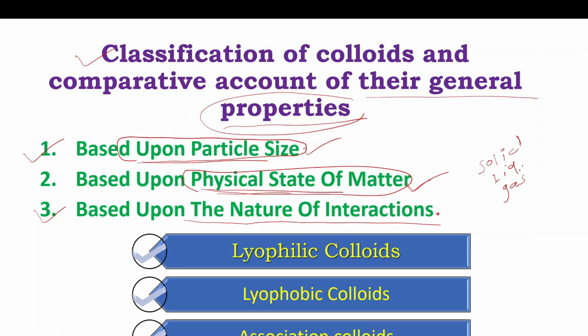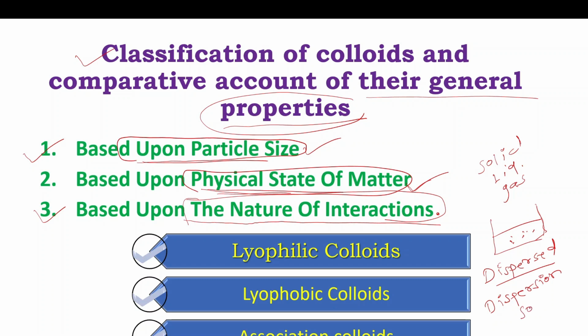So in this video lecture we will discuss the classification which is based upon the nature of interaction. When we talk about the nature of interaction between the disperse phase and dispersion medium, what is disperse phase? Disperse phase is the solute particles. And what is dispersion medium? Dispersion medium is the solvent. So based upon the nature of interaction between this disperse phase and this dispersion medium, that is the interaction between the solute plus solvent, we can classify.